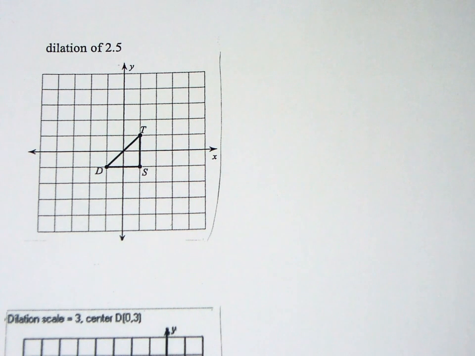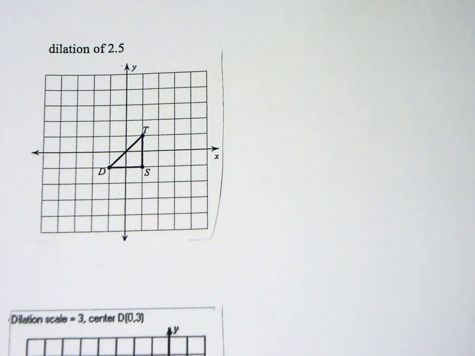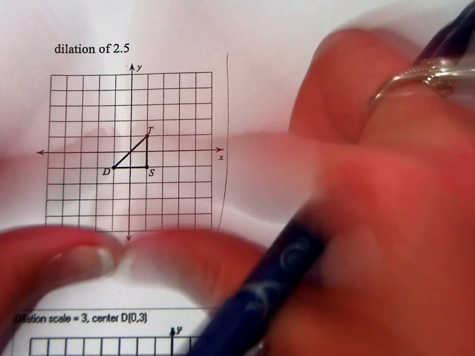Today's lesson is how to dilate a shape within the coordinate plane. We're going to do 3 different types of problems following the order we did them in notes. We're going to first dilate about the origin, about a point, and then developing a rule. So a dilation is just kind of when the shape gets larger or smaller.